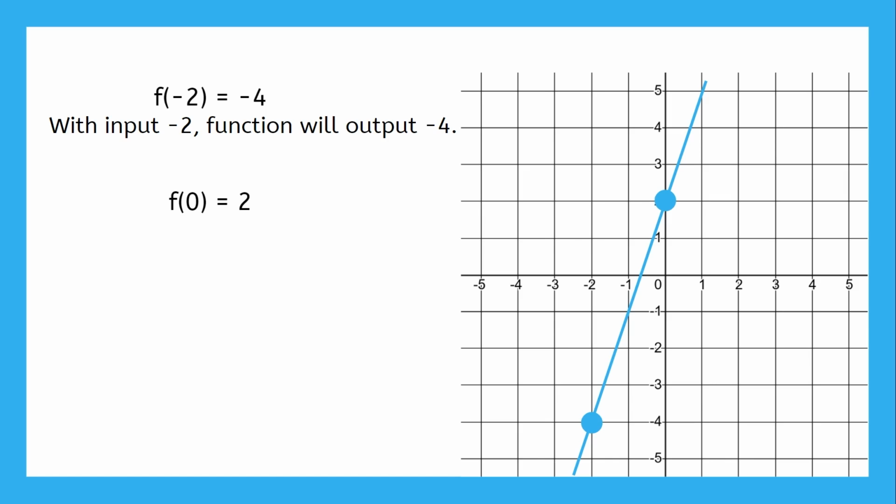How about one more example on this graph? F of what input will be equal to 5? Here's the point representing an output of 5, and the input is 1.